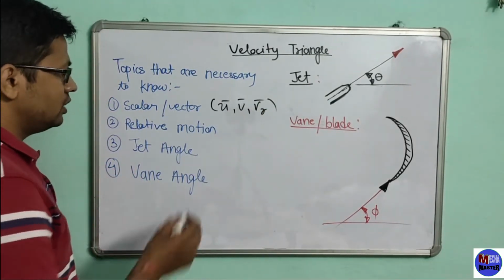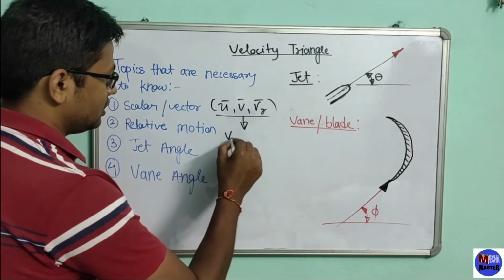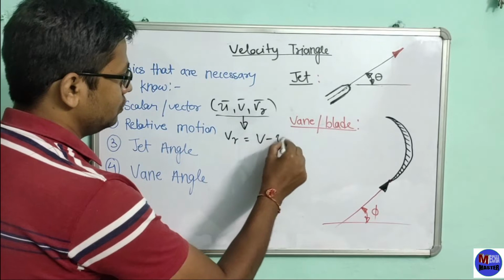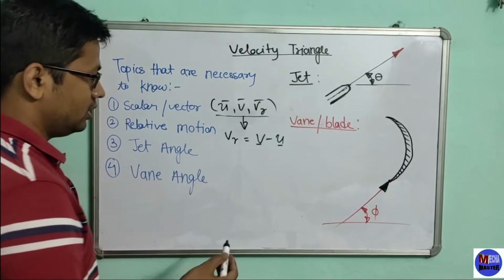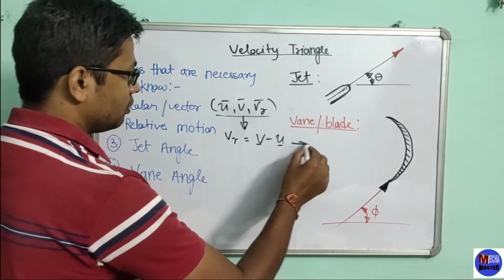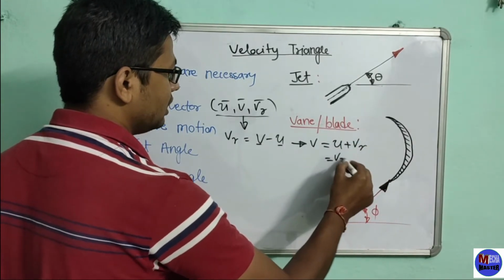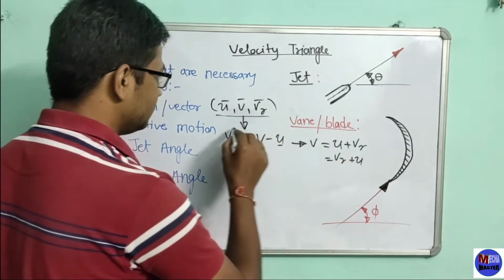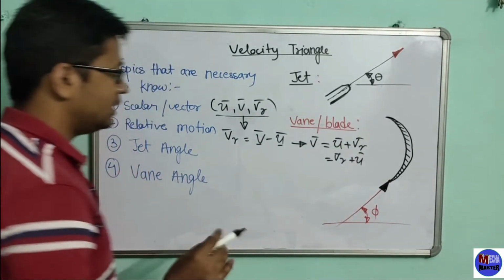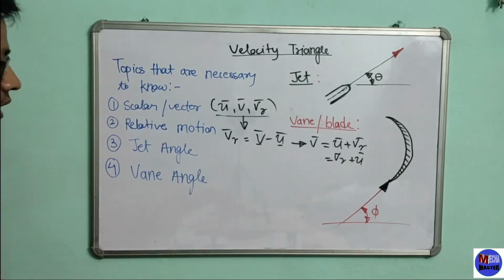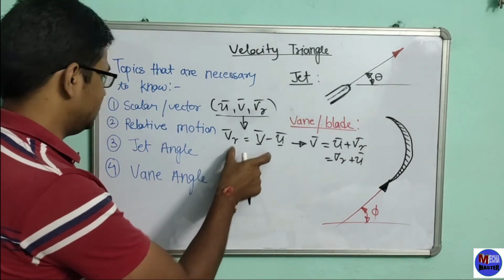Second one is the relative motion. This is basically related with this, because as we know, relative velocity is v minus u, where v is the jet velocity and u is the blade velocity and vr is the relative velocity, and we will use v as u plus vr or vr plus u, and these are vector quantities. So the first thing that you must keep in your mind is that this is a vector quantity, and this is the formula for the relative velocity.